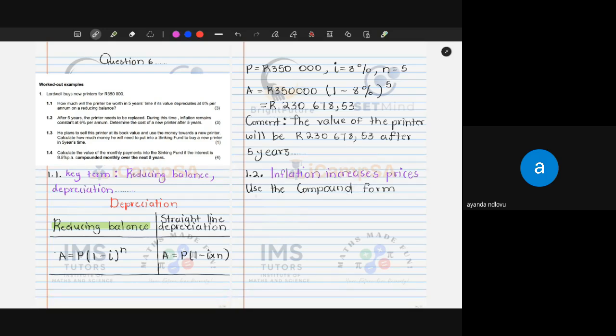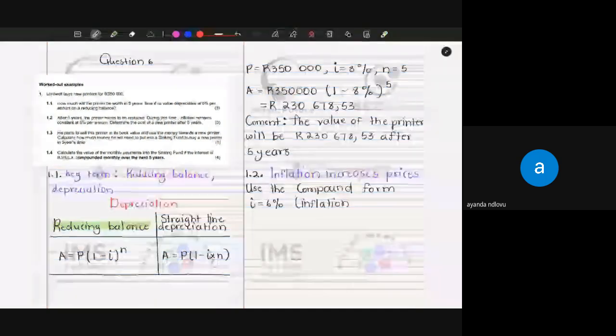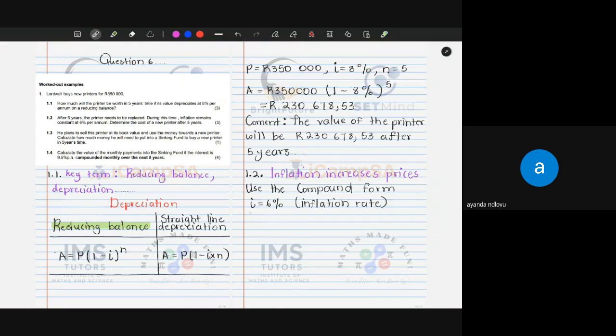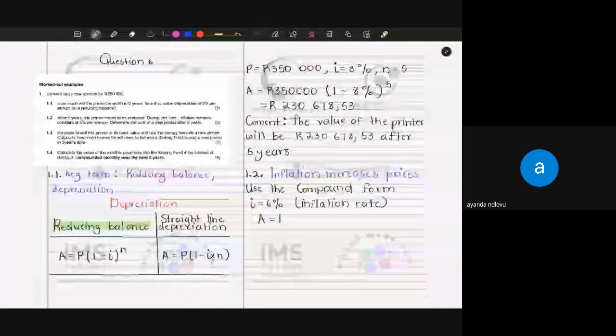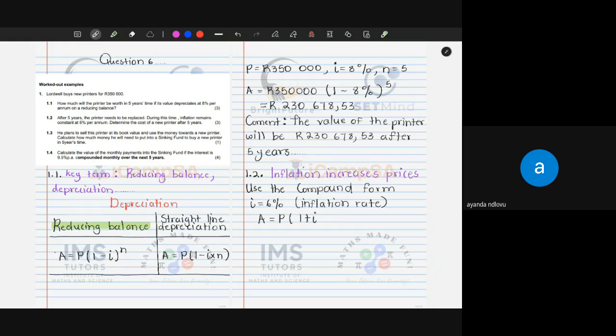That is what we need to do, where I will be 6%, and that is the inflation rate. This is very important, guys. And if you remember, A is P into 1 plus I, all to the power of N. So we can now calculate how much a printer is going to cost after 5 years with that inflation. So we have 1 plus 6%, all to the power of 5. What is it, guys?